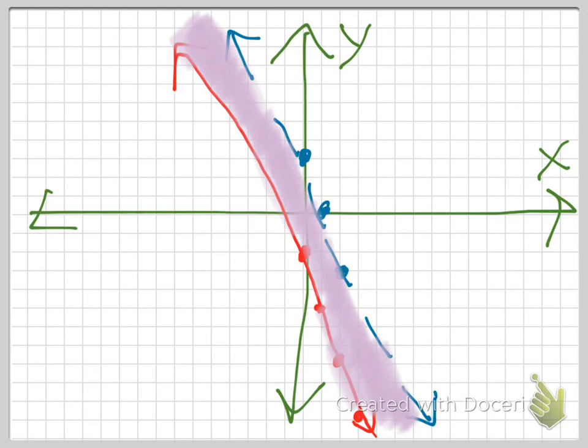Okay, so that is parallel lines. And that's what they do. So make sure that you are careful about which direction you shade and looking carefully at your slopes.